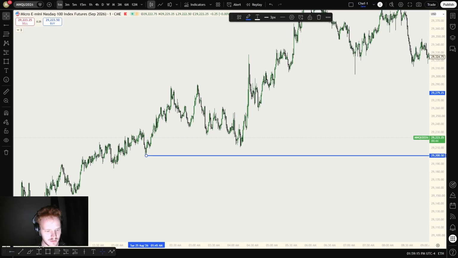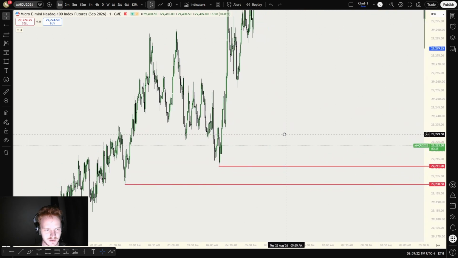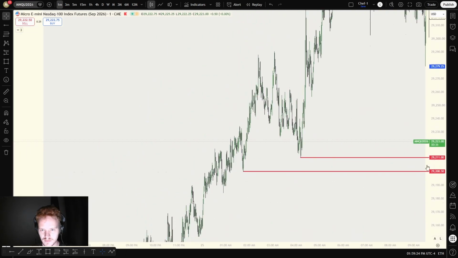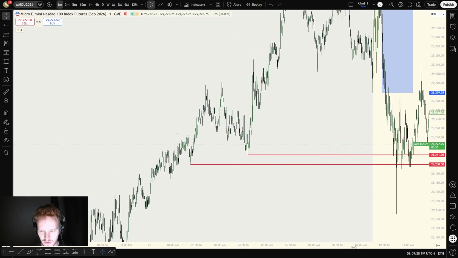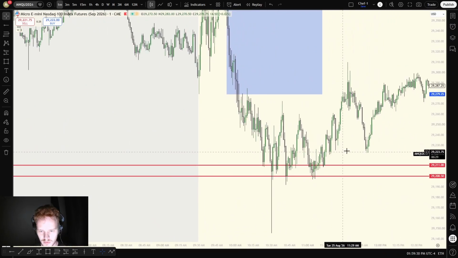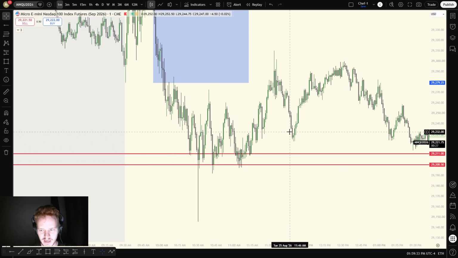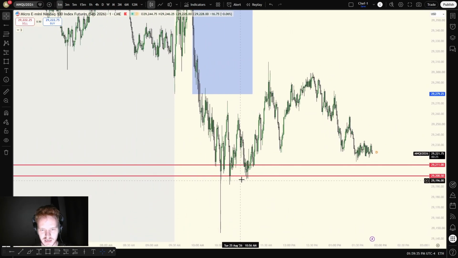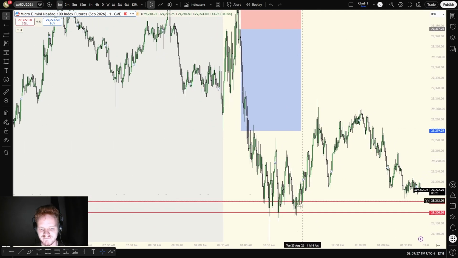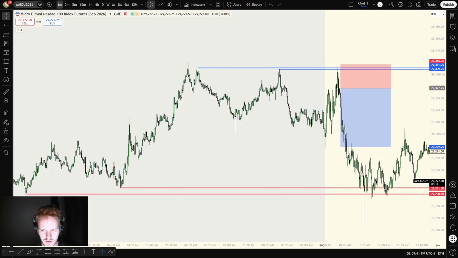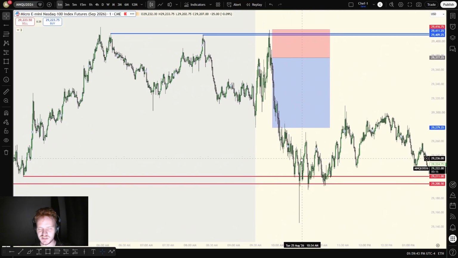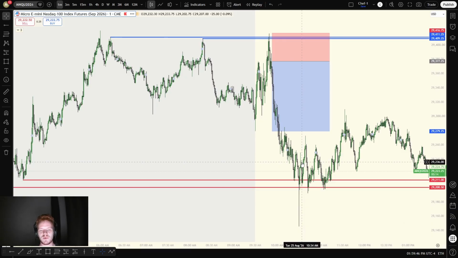What are these? Relative equal lows, you're right. What does price do? It takes them out, and we kind of just consolidate for the rest of the day. I will explain that in later videos. For you, it's just important to understand how price action works.